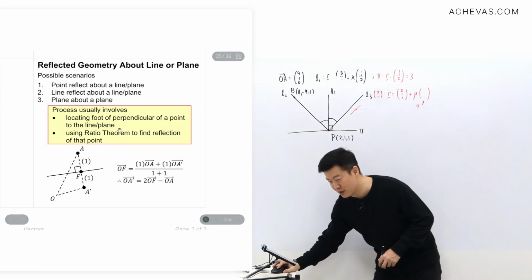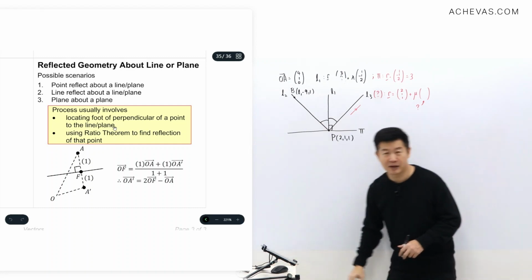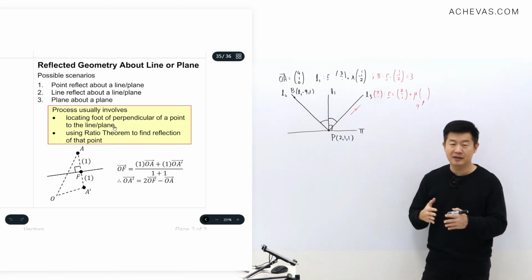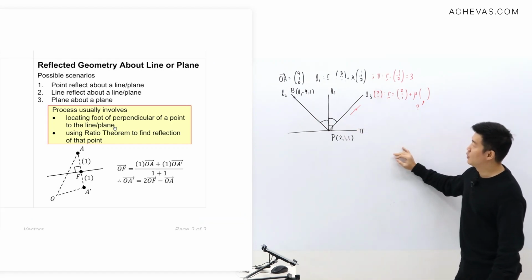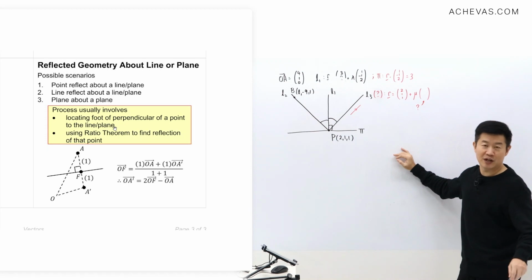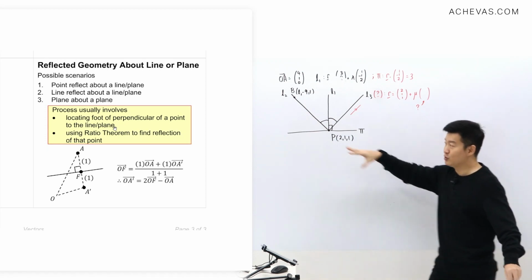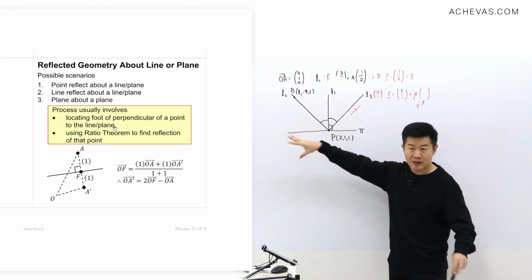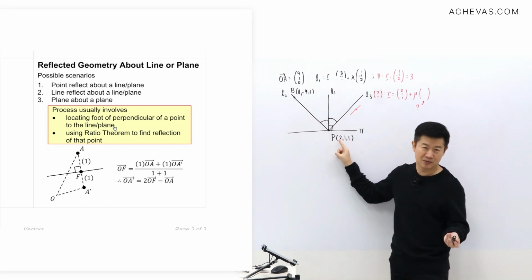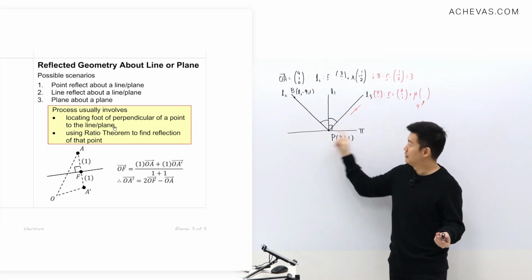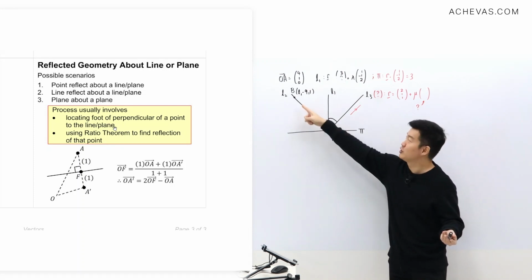According to this process, we are supposed to locate the foot of the perpendicular of a point to the line or the plane. Usually it is the line or the plane that the point reflects about. Looking at the scenario here, which one should I pick as the point? Whichever point you pick is up to your own judgment based on the scenario. Should I pick this point? No. I don't know what to do with this point. So it should be this point.